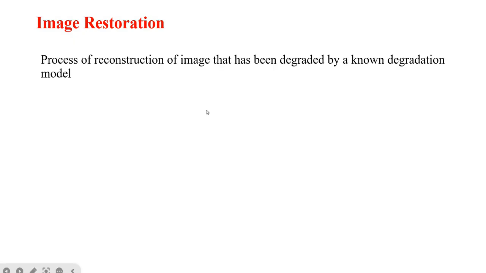So next step is image restoration. Now here, image restoration is the process of reconstructing or recovering an image which has been degraded by a known degradation model. That is, the image which is degraded is damaged, or blurred, or noisy. Why? Because of known causes such as camera motion, lens defects, or environmental interference.